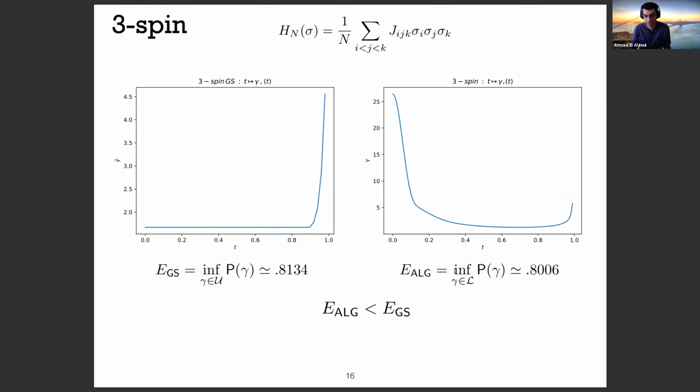So the algorithmic value that the algorithm achieves here is about 0.8, and the ground state is about 0.81. So it's slightly larger than that. There is a gap between what we can achieve and the ground state.